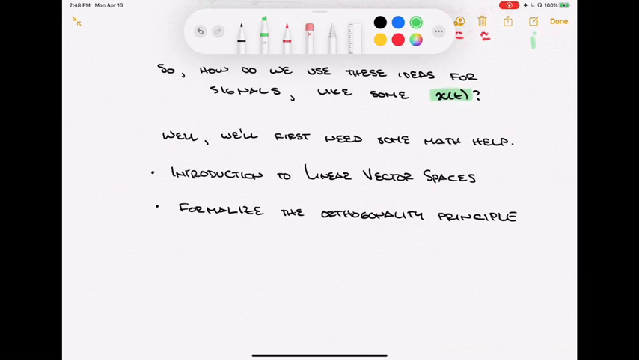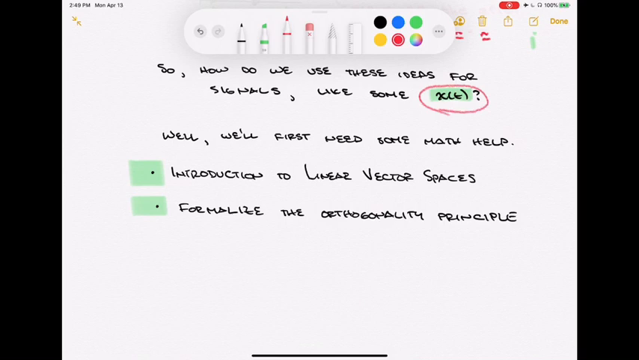That's really the focus of today's lecture. We're going to do an introduction to what are called linear vector spaces. It's just taking a look at a framework of mathematics that's going to be useful in us being able to deal with this estimation problem in a very smart way. And then we're going to formalize that orthogonality principle from the context of linear vector spaces, from this perspective, so that we can apply it to what we want, which is the estimation of signals.